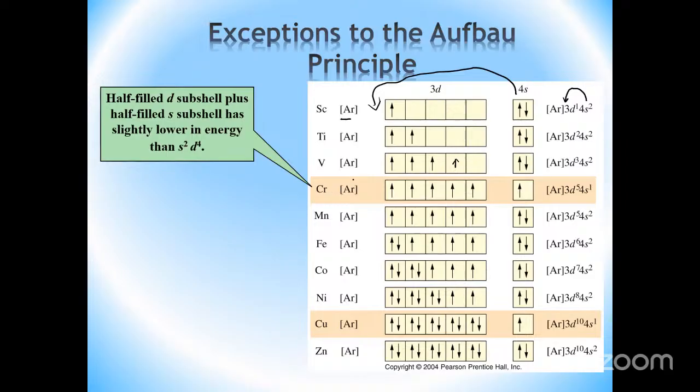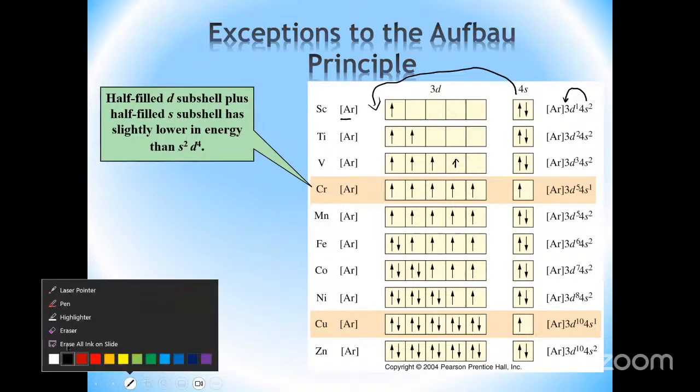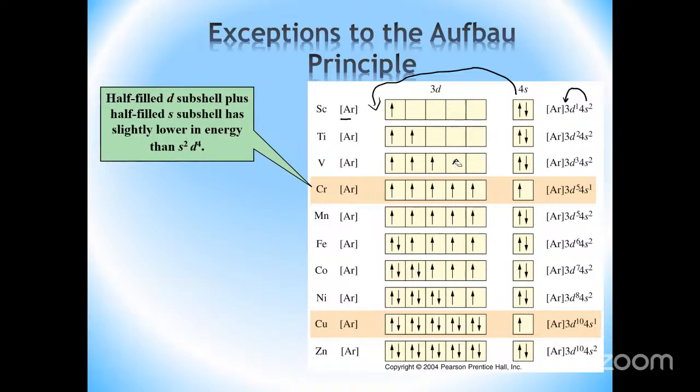Experiments have shown this. What would happen instead is, let me erase this here. What would happen instead is one of these electrons will be transferred over here, and an additional electron will be added to this orbital, and you're going to end up with this arrangement right here.